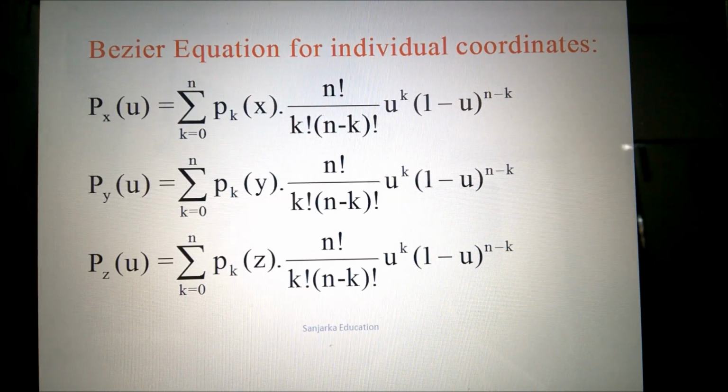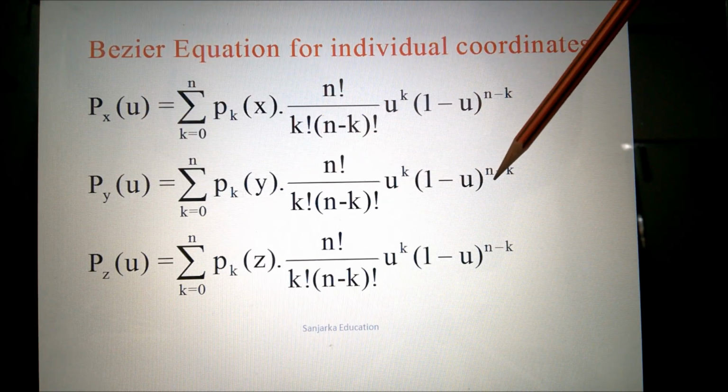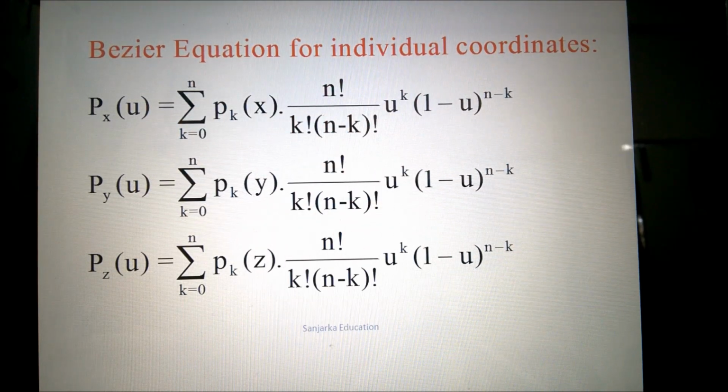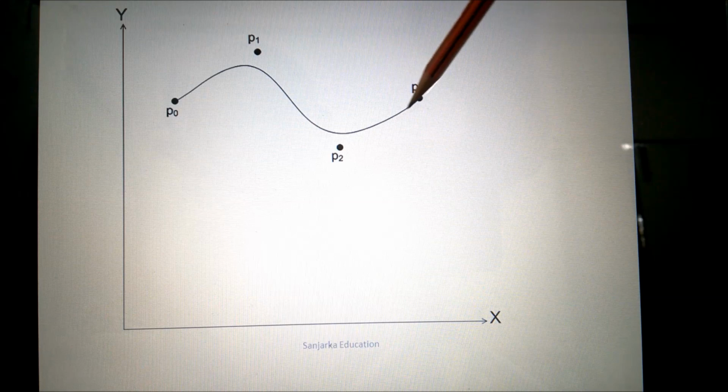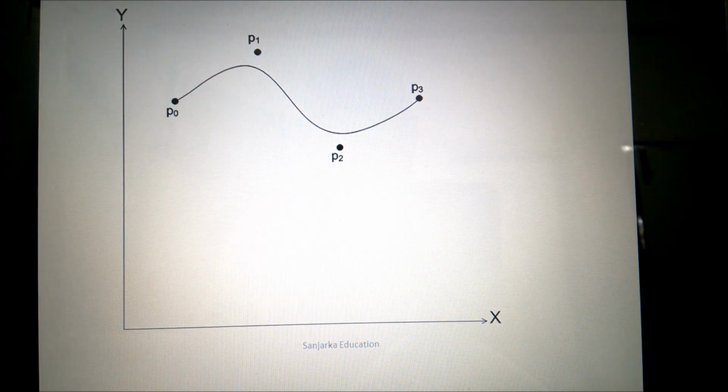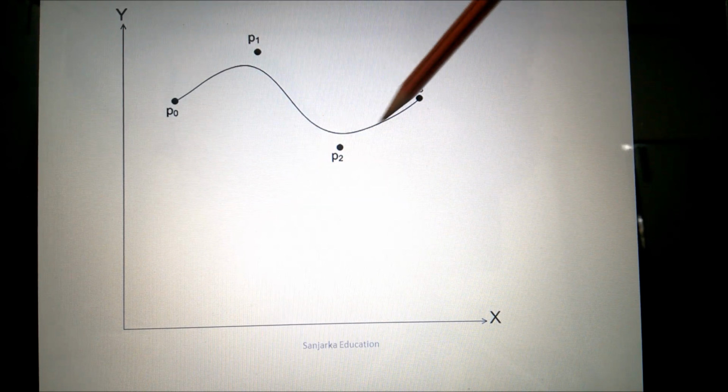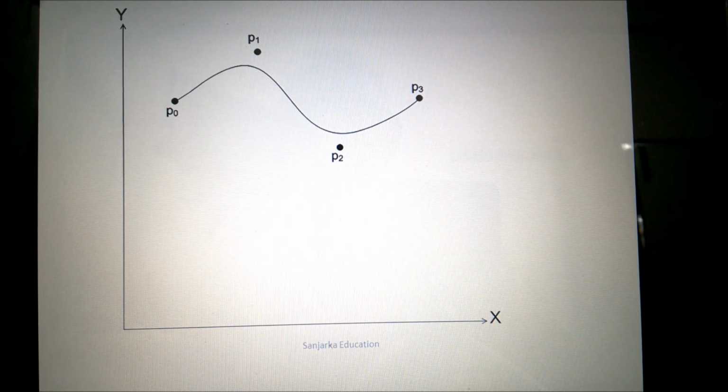Further in detail, here I am showing the x coordinate of the point on the Bezier curve, this is the y coordinate, and this is the z coordinate of the point on the Bezier curve. Now you can see that in this I have 4 control points, and the expected curve is like this. In our program also, we'll be taking control points almost similar to that, and from these the Bezier curve will be drawn.